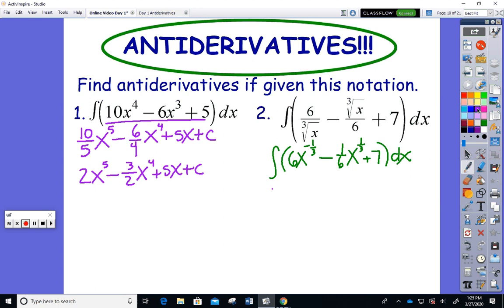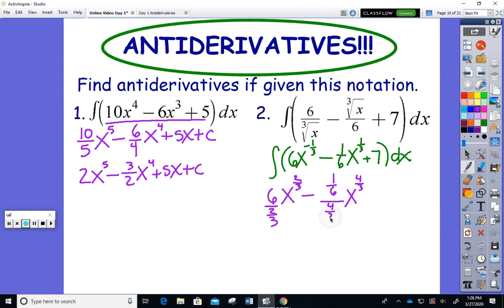So I'm going to have 6, and then I'm going to have x to the negative 1/3. I need to add 1, so negative 1/3 plus 3/3 is 2/3. And I'm going to divide the 6 by 2/3. And then I've got minus 1/6. So 1/3 needs to be lifted by 1. So 1/3 plus 3/3 is 4/3.